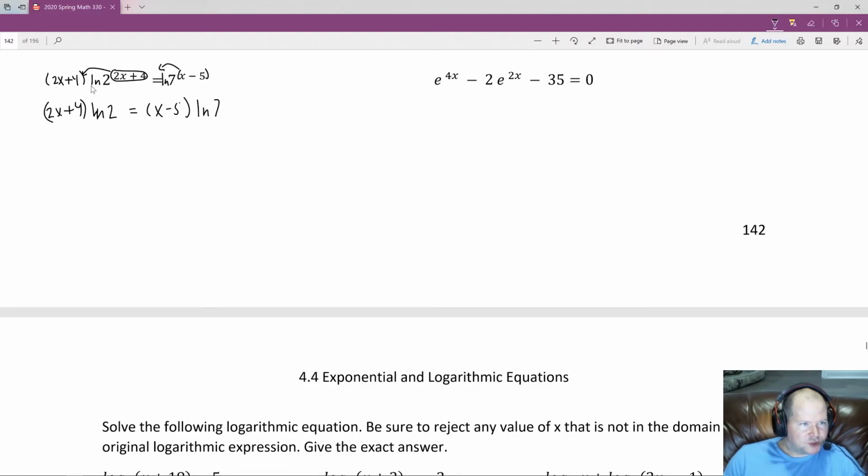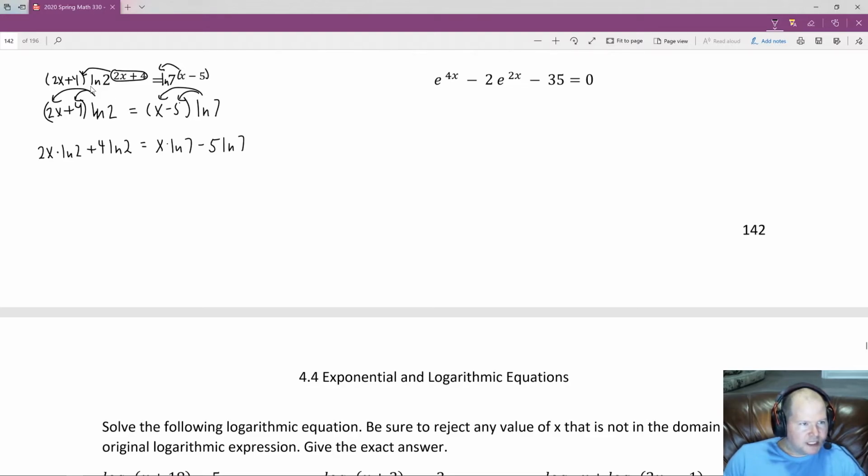Next, we're going to distribute the natural log. I'm going to keep these things within the parentheses in front. So that's 2x times natural log of 2 plus 4 times the natural log of 2 is equal to x times the natural log of 7 minus 5 times the natural log of 7. So we're distributing, right? Distribute there, distribute there, distribute there, distribute there.